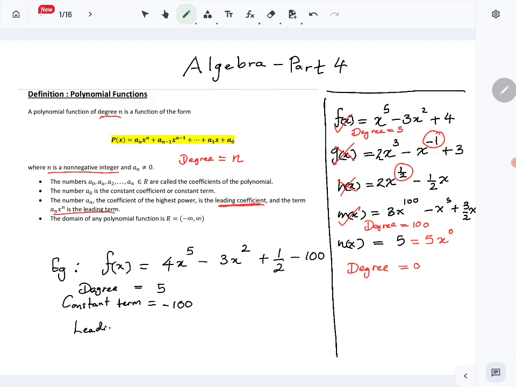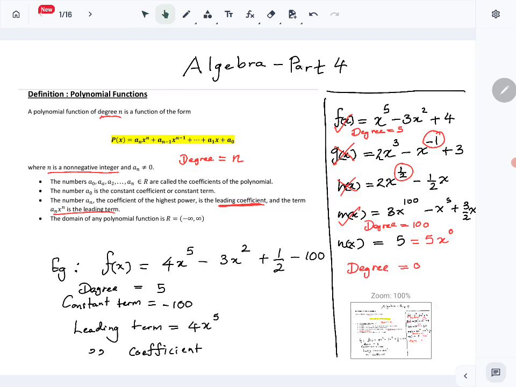Then leading coefficient and the term. Leading term is what? So leading term is the term with the highest power, the full term. So that is 4x to the 5. Then leading coefficient is what? Number associated with the highest power. So what's that number? 4. So you should know how to identify these terms of a given polynomial, right?